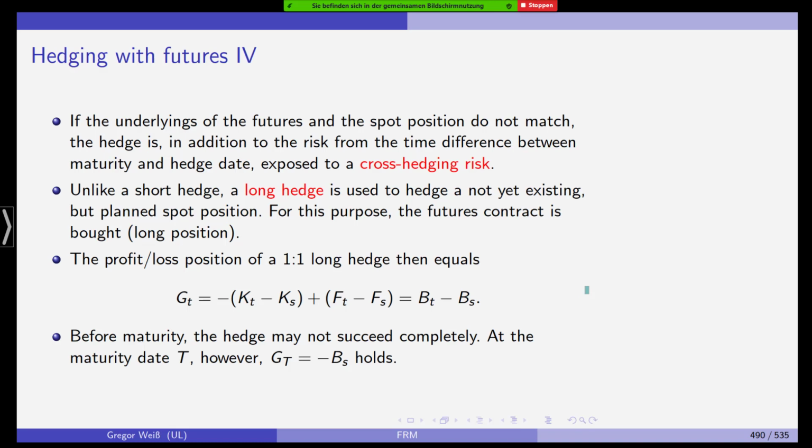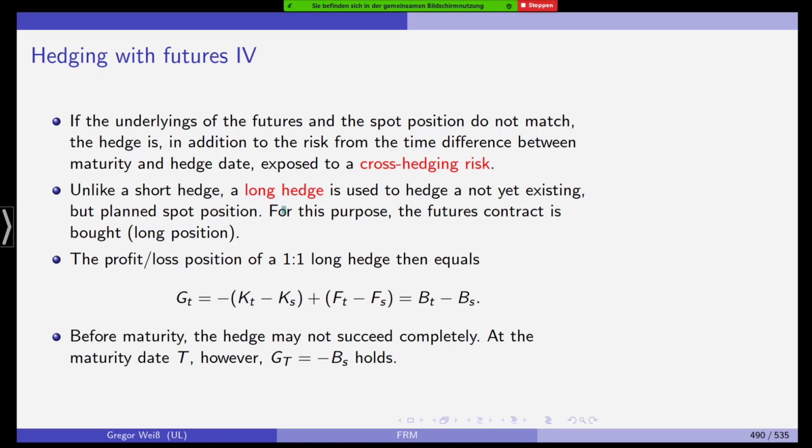Okay. If the underlyings of the future and the spot position do not match perfectly, we get what we call cross-hedge risk or cross-hedging risk. Meaning that, for example, you have an investment in the stock of BMW and you only get a future on the stock of Daimler. Then the underlyings will not perfectly match, they will be different, and you will get cross-hedging risk. Now, in contrast to a short hedge, you can also do a long hedge.